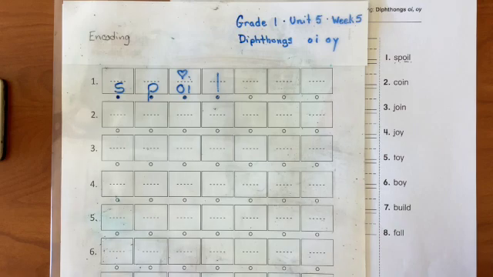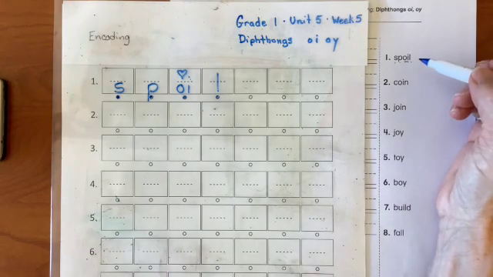Spoil means to go bad. So you don't want the bananas to spoil. So everybody should eat a banana today so they don't spoil.